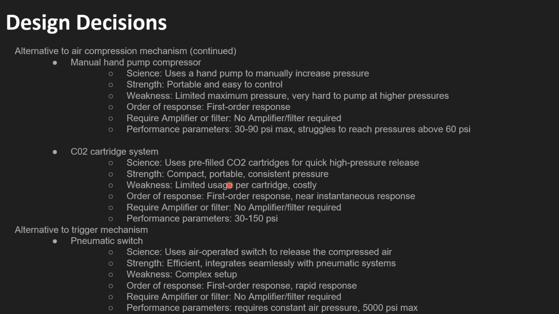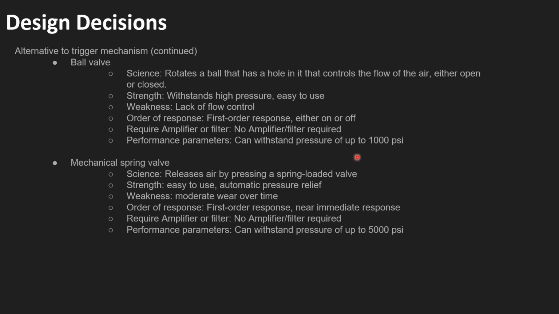And then alternatives to our trigger mechanism, we had the pneumatic switch, which uses an air-operated switch to release compressed air. It does integrate seamlessly with pneumatic systems, but it requires a very complex setup. Then we have the ball valve, which is just a rotating ball with a hole in it that controls the flow of the air. It's either open or closed, there's no in between. It can withstand high pressures, and the weakness is the lack of flow control. We also have the mechanical spring valve, which releases air by pressing a spring-loaded valve. It's easy to use, and it has a built-in automatic pressure relief once the pressure becomes too great for the valve itself. Its weakness is that it does wear down quite a bit over time.